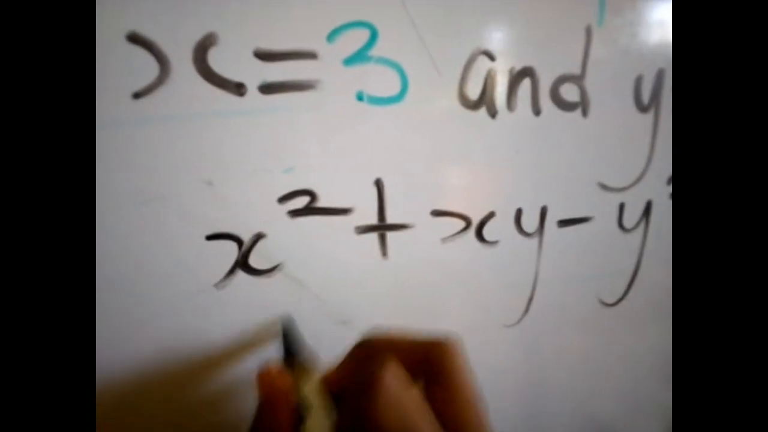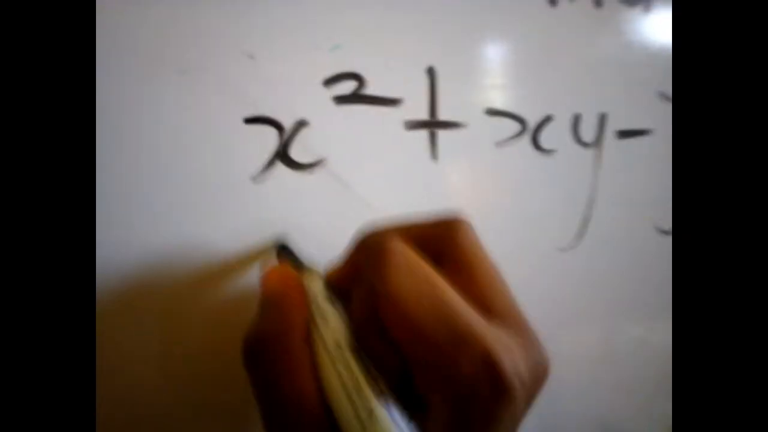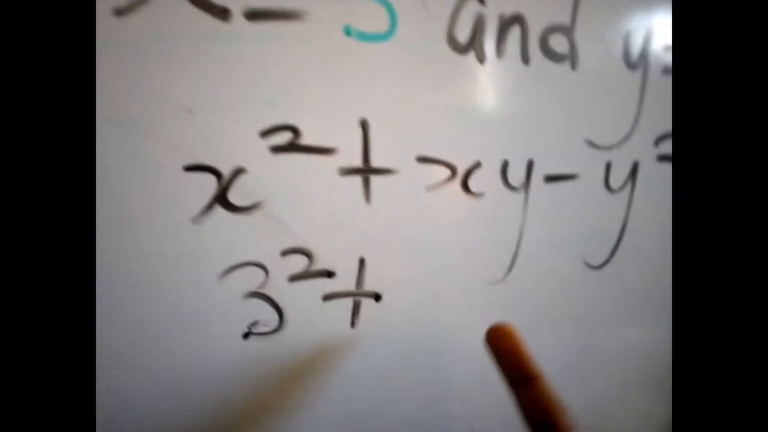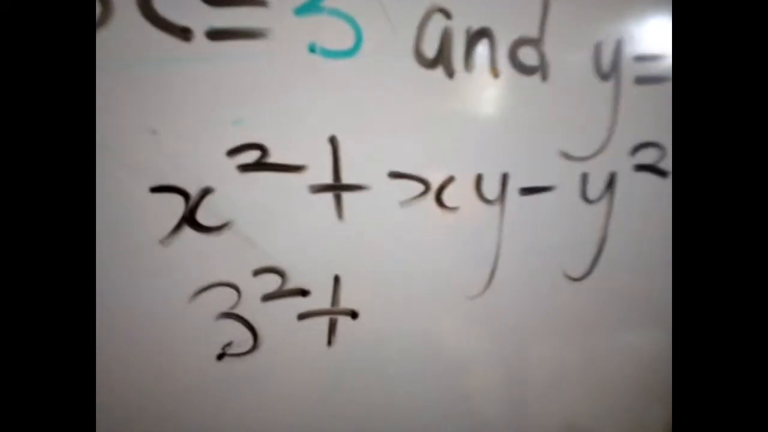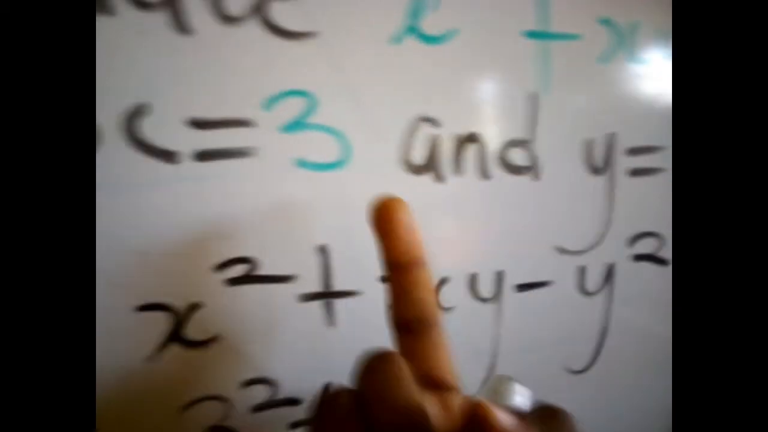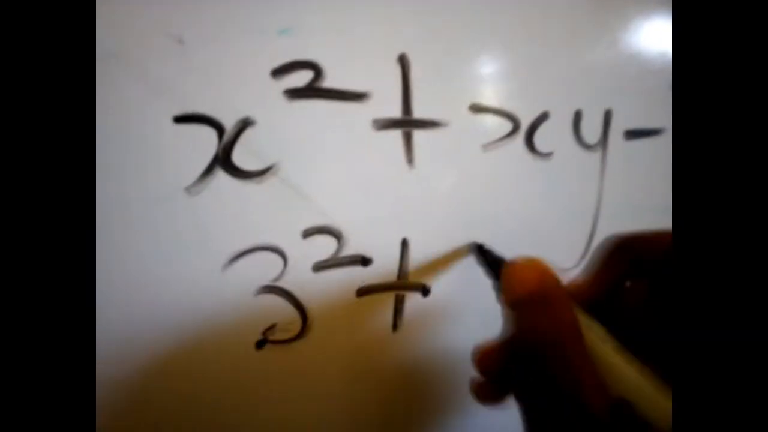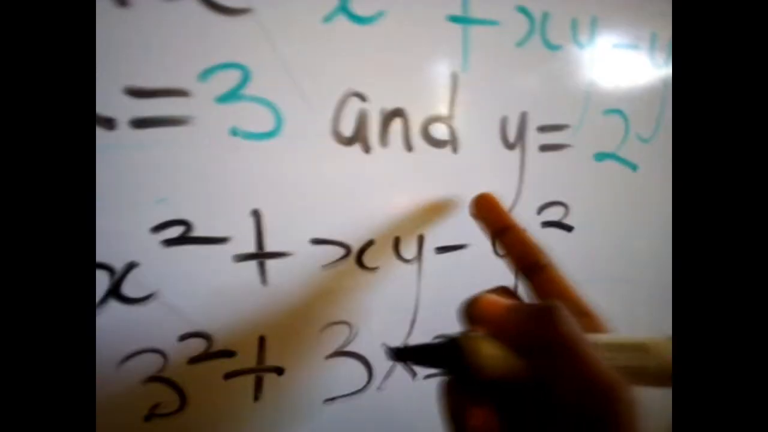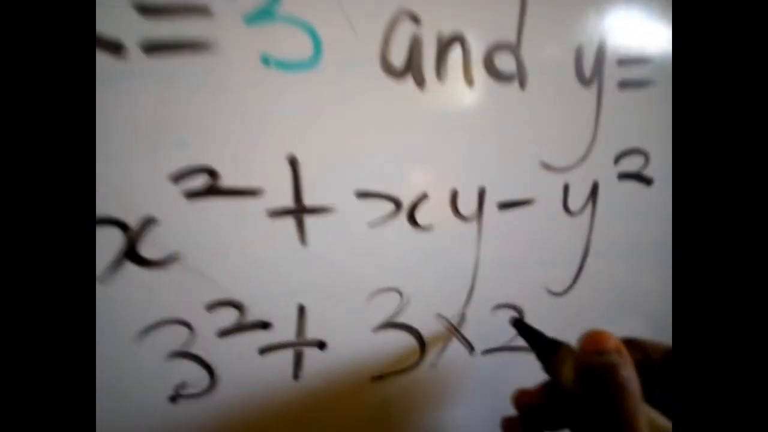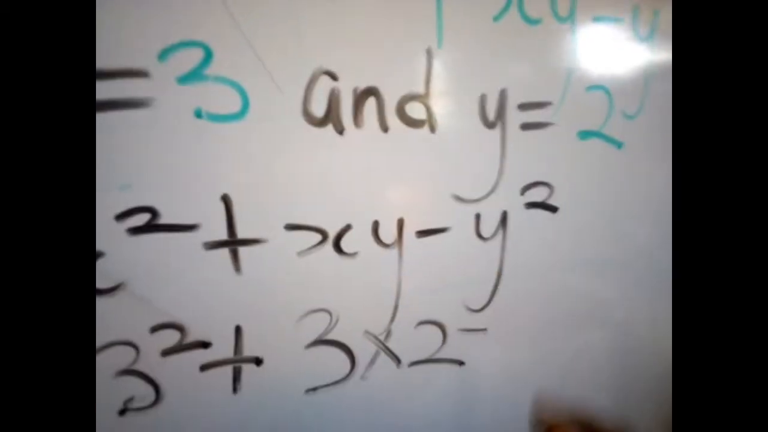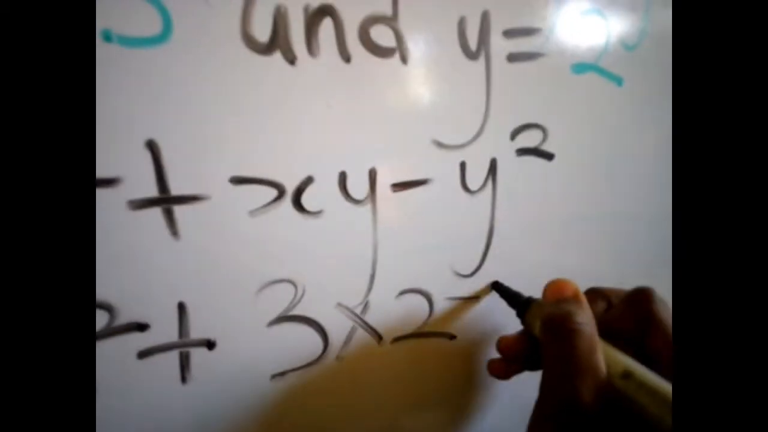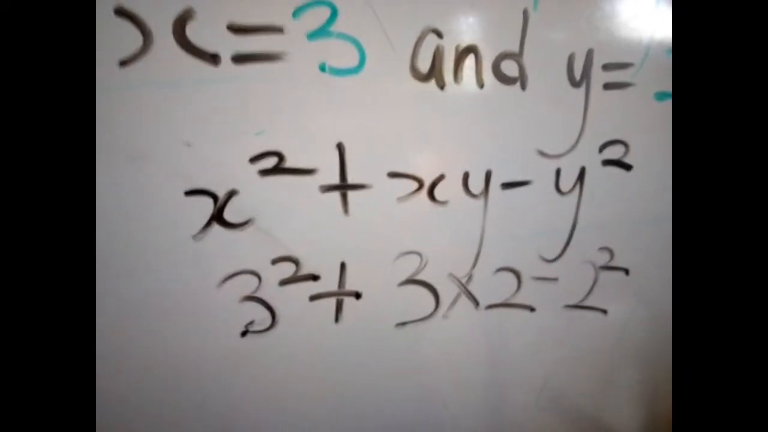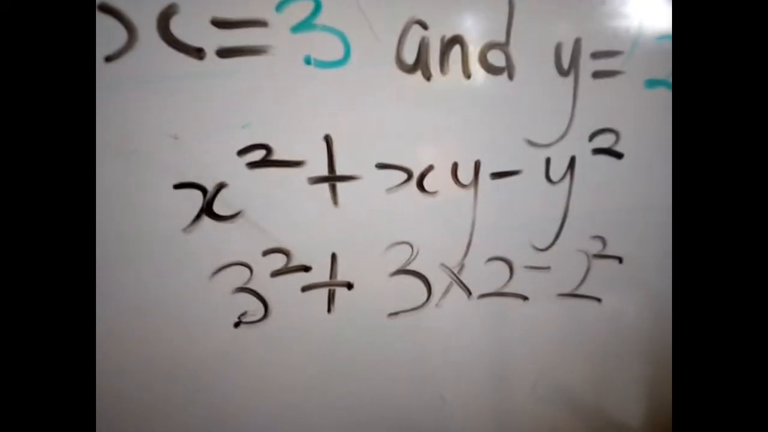So x will be 3. So here will be 3 squared plus xy, which is the same as x times y. Then y was 2, x was 3. So this would be 3 times 2. Then minus, y is 2 again, so 2 squared, because there's squared here. So this is how it's all going to be.